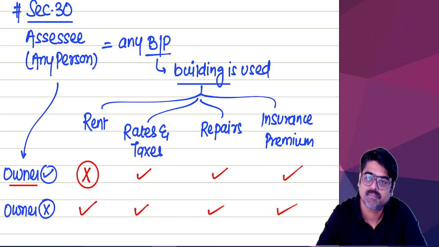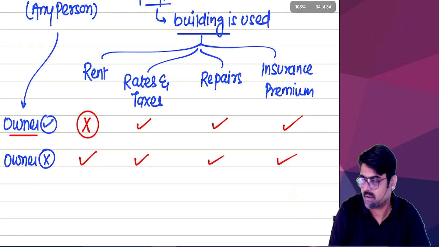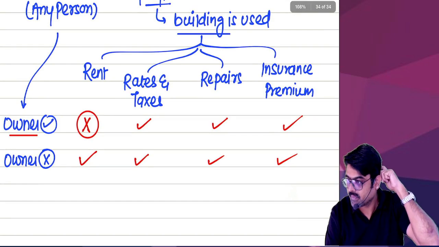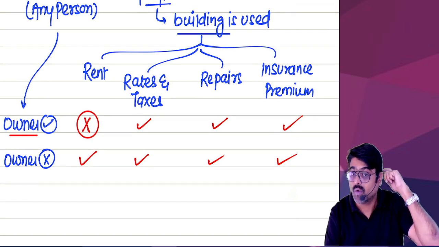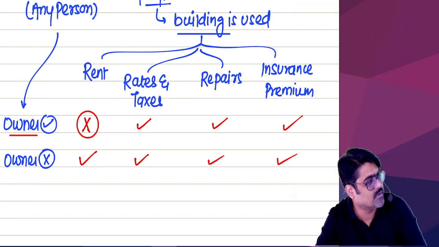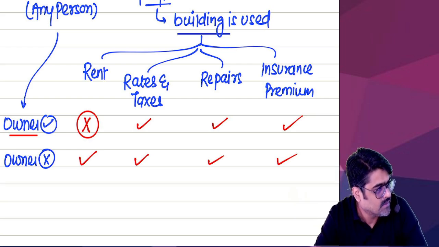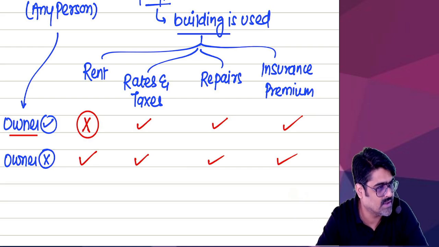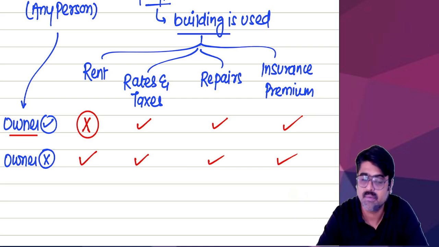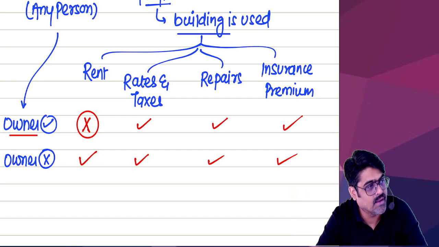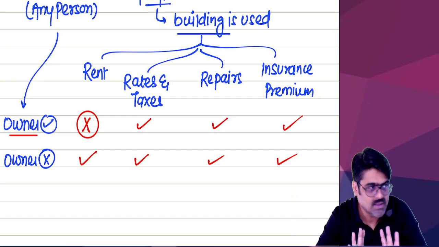Will you remember? So tell me, rent, will it be allowed? Yes or no? Only if the assessee is not the owner of that building. Then only you would have paid the rent. Then only the rent will be allowed as a deduction. Rates and taxes will be allowed. Rates and taxes means municipal taxes, property taxes, corporation taxes. Yes or no? The taxes of the building will be allowed as a deduction.